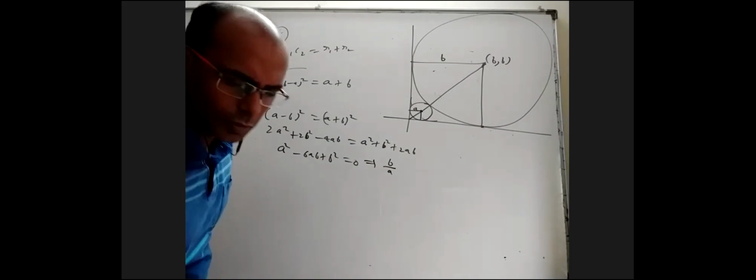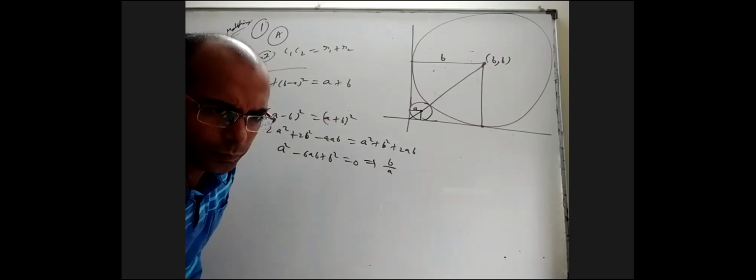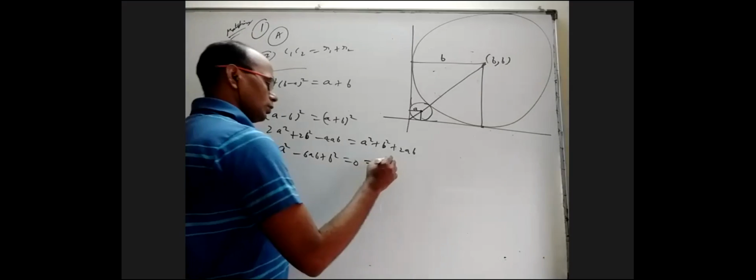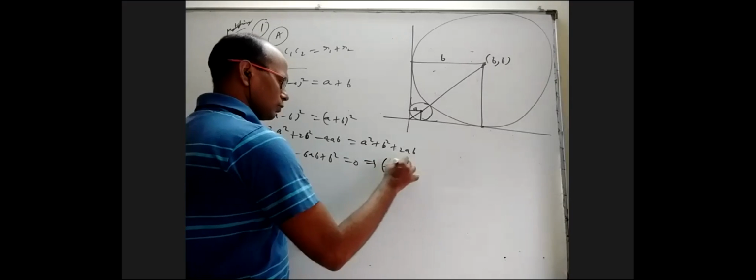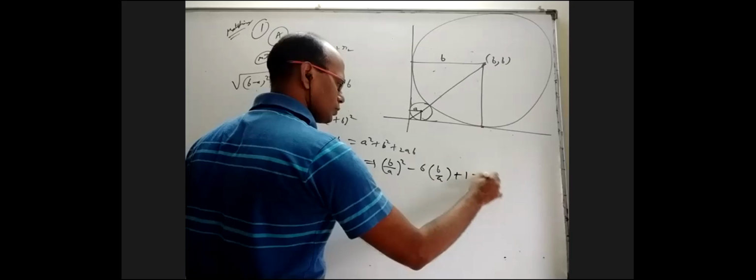They asked B by A or A by B? They asked B by A. Okay. So (B by A) whole square minus 6 times (B by A) plus 1 equal to 0.